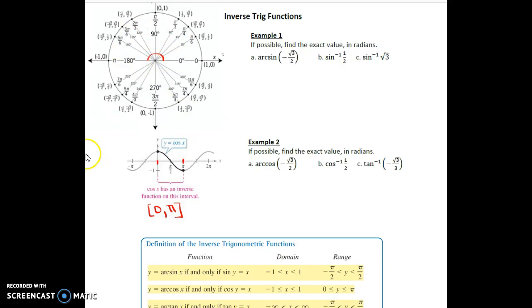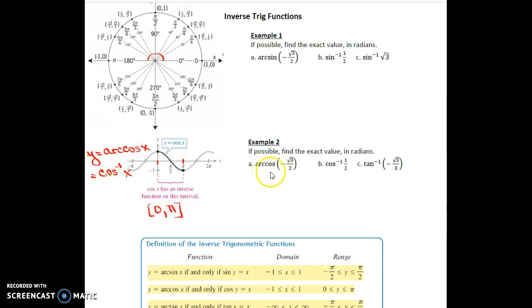Once again, there are two ways to write this inverse function. One way is to say that we're looking for the arc cosine of x, and it is the same thing as the cosine inverse of x. Please note, cosine to the negative first power of x is inverse and not reciprocal.